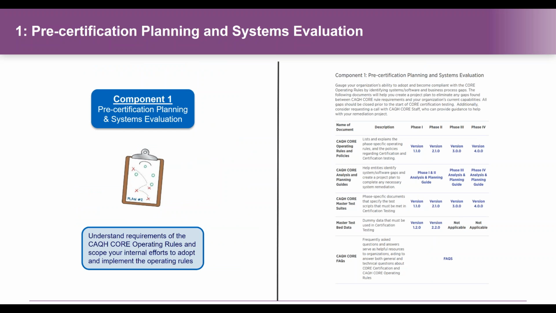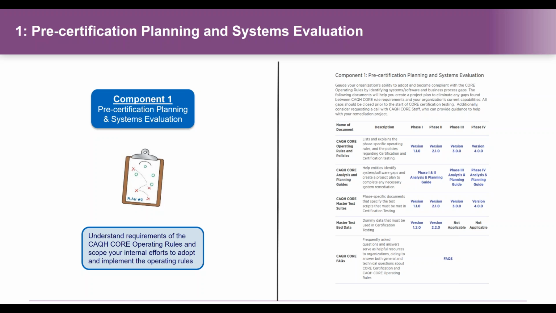So component number 1 outlines the first step an organization needs to take when achieving or considering certification. During the pre-certification and system evaluation phase, organizations should review and understand the requirements of the operating rules and scope resources needed to adopt and implement these rules. The image on the right is a screenshot of content specific to component number 1 on the certification process page. And as you can see on the screenshot, CORE offers a variety of resources to help organizations gauge their ability to adopt and become compliant with the operating rules.